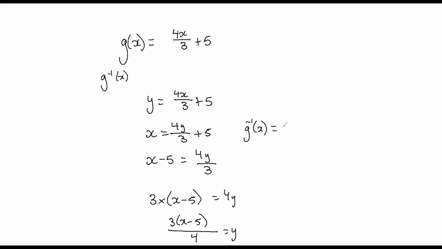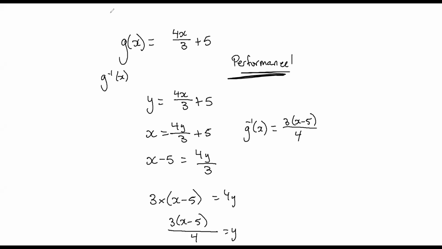So what will be the inverse function? 3 multiplied by x minus 5 over 4. You could remove the brackets and put 3x minus 15. Would that be wrong? It wouldn't have been wrong, my dear. You would have been right.